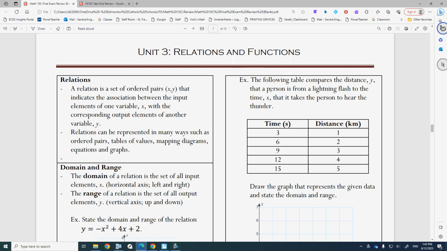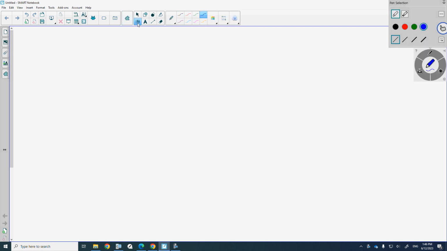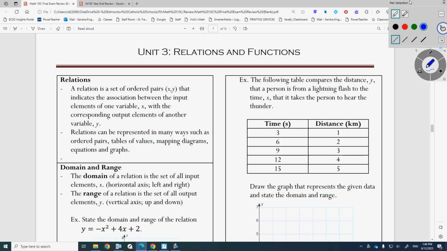Okay, we'll start with reviewing domain and range questions, and then we will review the one in your note package, and then I'll switch it to look more like what you can expect to do on your exam.